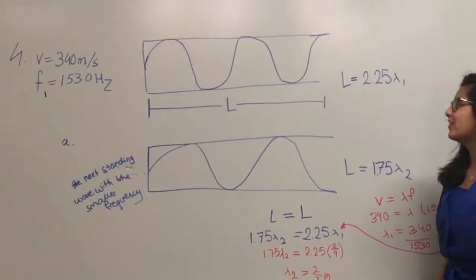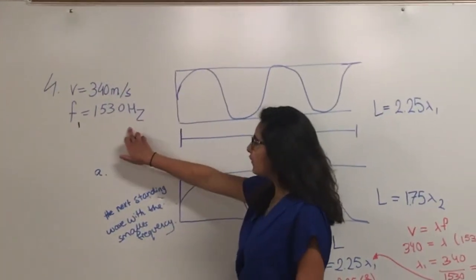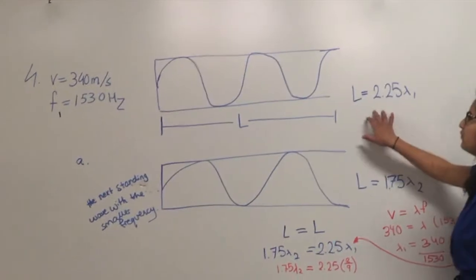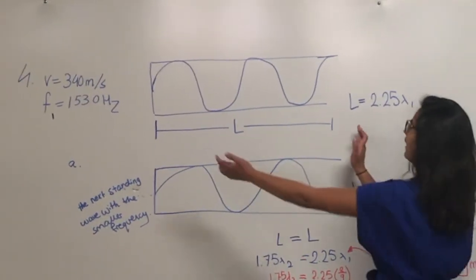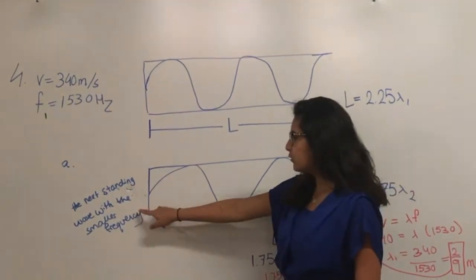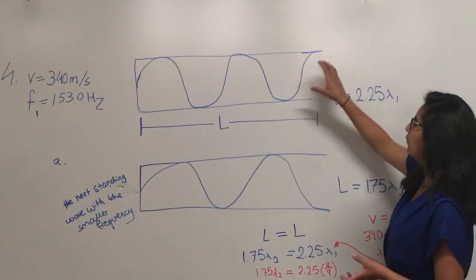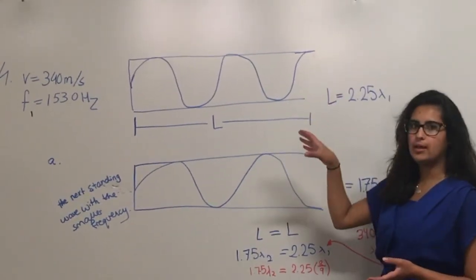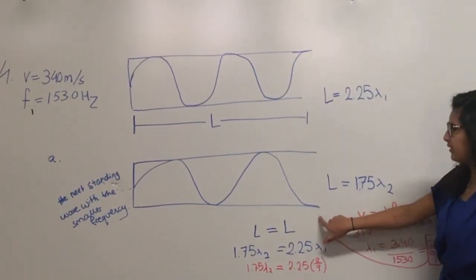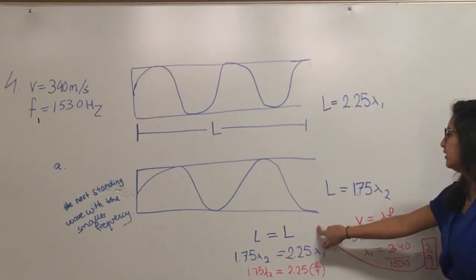Initially in the question, they have given us that the velocity is 340 meters per second and the frequency is 1530 Hz. And they've given us this drawing of a standing wave with length L. In A, they've asked us to find the next standing wave with the smaller frequency. To do so, we have to remove an antinode, and when we remove an antinode, we get this wave with the next smaller standing frequency.